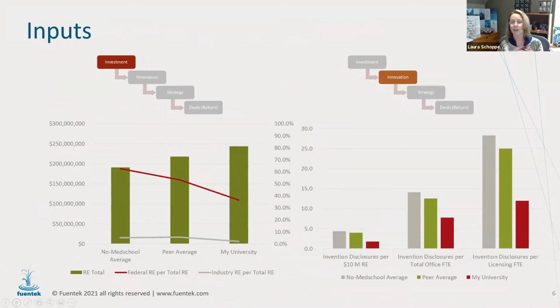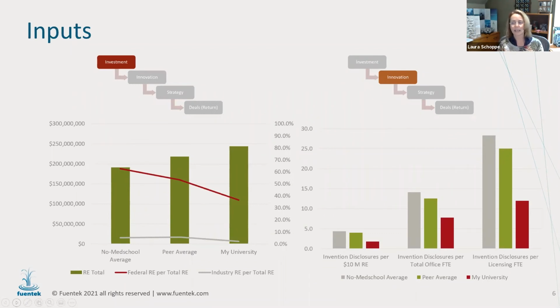Now, again, we use lots of different parameters that we look at, and because we're trying to do this in a short period of time, only going to hit one in every one of those pipeline categories. So investment is the money coming in. That is looking at how much money you've got and where it's coming from, federal versus industry funding. And then in this case, I've picked a university and comparing it because this university does not have a medical school. So I compare it to non-medical school average within Autumn, and then my own peer group to really understand how am I doing compared to them.